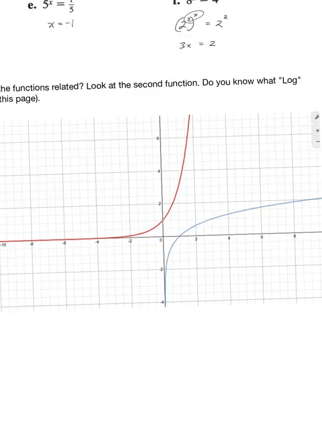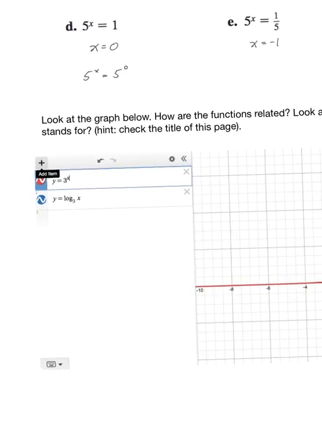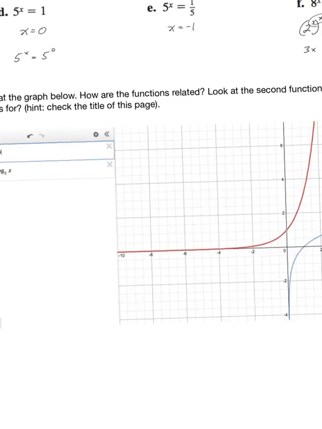Inverse graphs, if you remember, are graphs of functions that undo each other. If you look over here, one of the graphs is 3 to the x, the red one, and the other one is log base 3 of x. And what's true about the reflection? How do you know that's an inverse graph? Because they go separate ways. And we say they're reflected around what line? The x-axis. Right. Yeah.